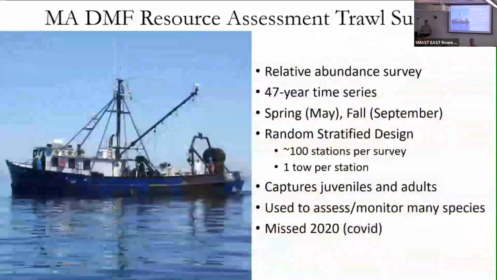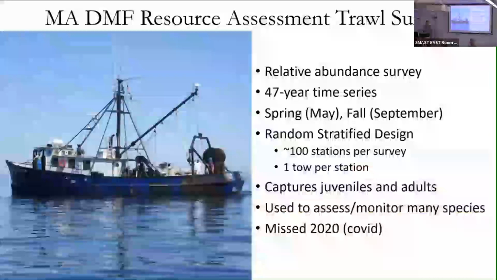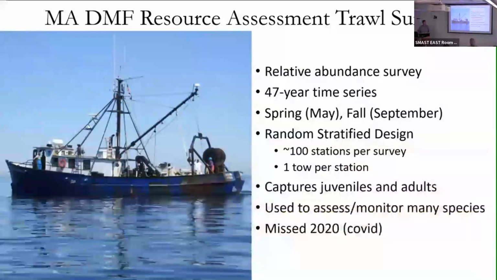Now moving on to the trawl survey. It's another relative abundance survey, so it depends on that long time series. This one is 47 years now. There's a spring survey, which is done in May, and a fall survey done in September. It's a random stratified design, which is based on depth and geographic range. There's 100 stations per survey, and 1 tow is done per station.